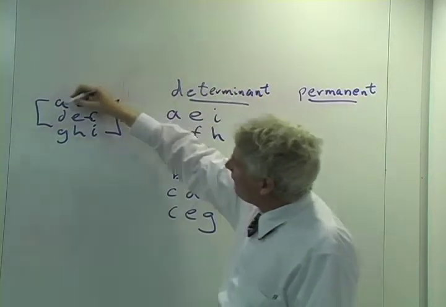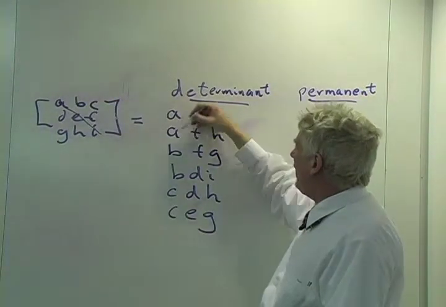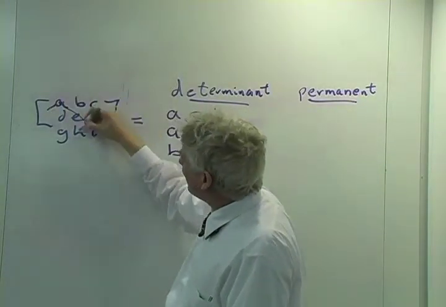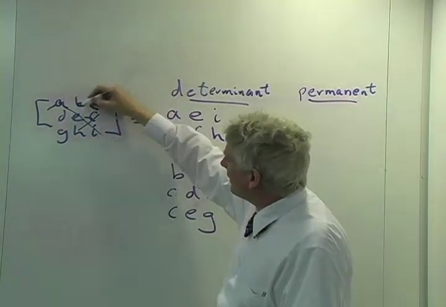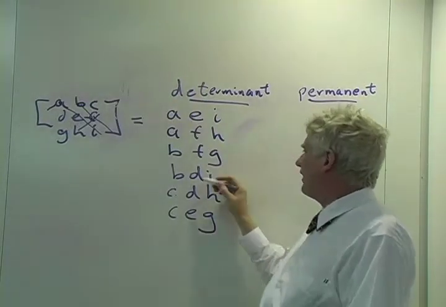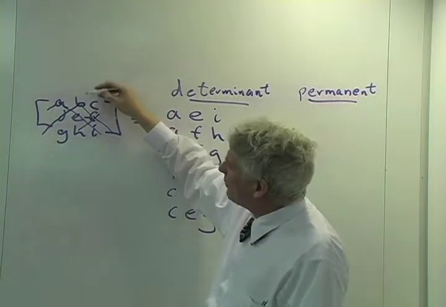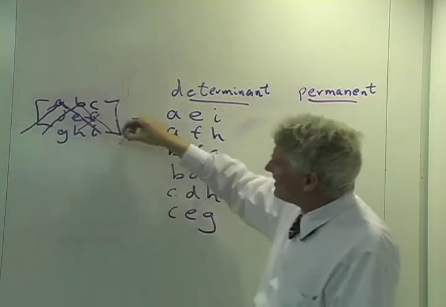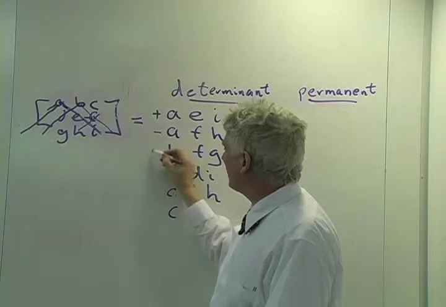A, E, I, I'll start here and connect it like that. A, F, H, I'm going to go off in this direction and go back like this. And then B, F, G, I'm going to go here, here, and then wrap around. And then B, D, I, here, here, and then wrap around. So basically, from each of these guys on top, I'm going to draw 2 lines, and if it slants to the right, I'm going to put it in with a plus sign, and if it slants to the left, I'm going to put it in with a minus sign.